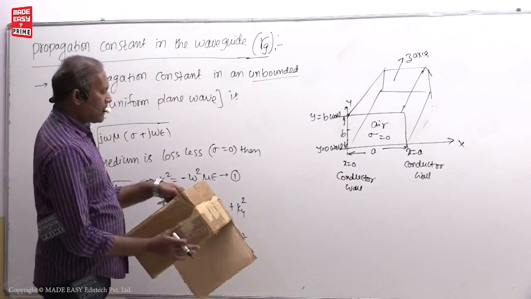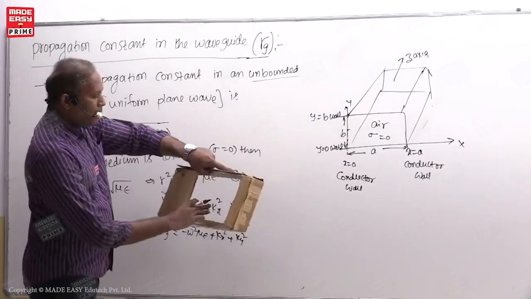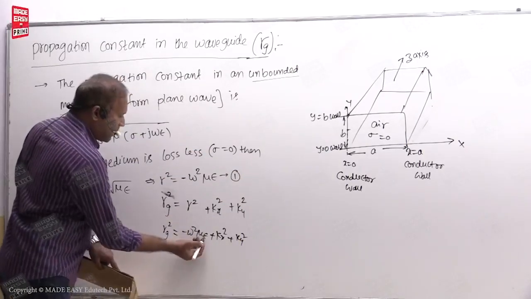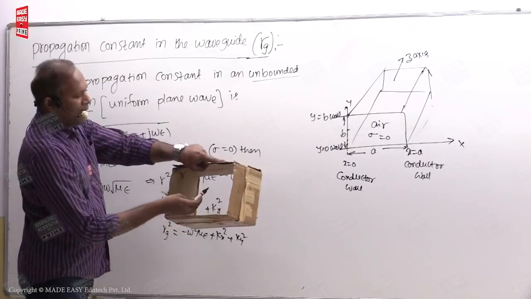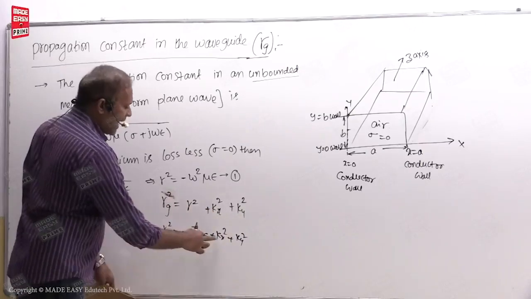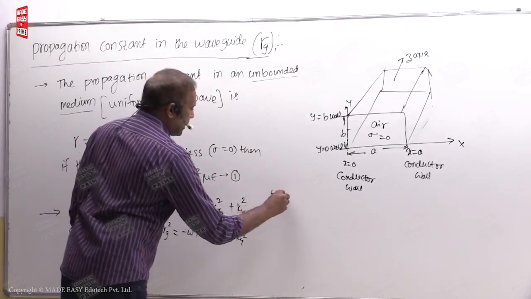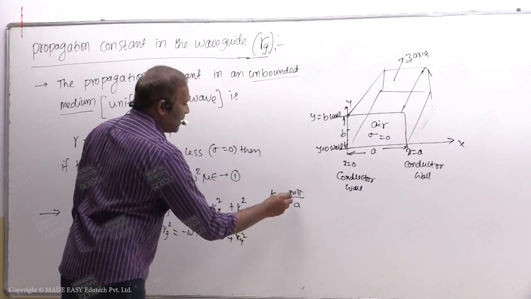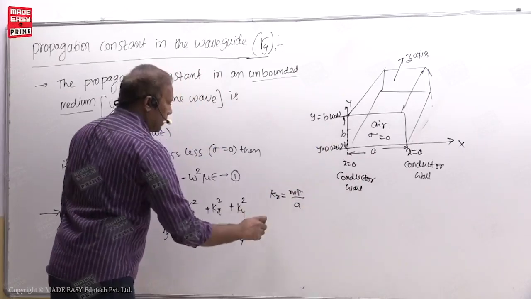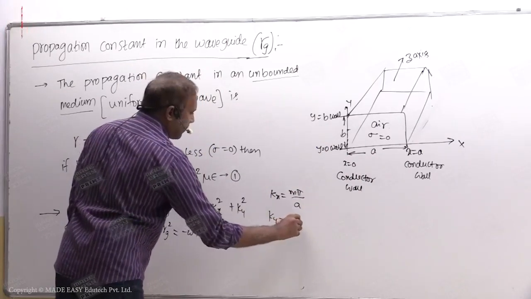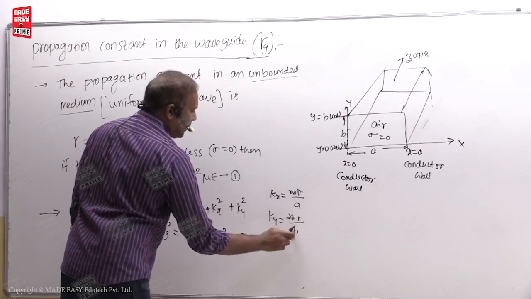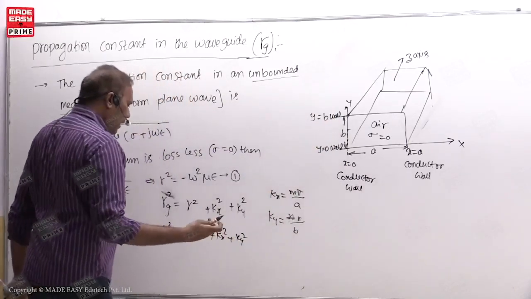This waveguide has a medium. For that medium, epsilon and mu are there, and in that medium the signal is going. That signal has frequency f. Now due to the conductor walls, kx is equal to m pi by a. M is an integer, a is the width of the waveguide in the x direction. Similarly ky is equal to n pi by b, where n is an integer and b is the height in the y direction.